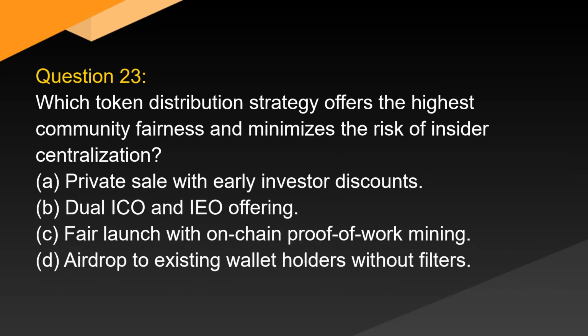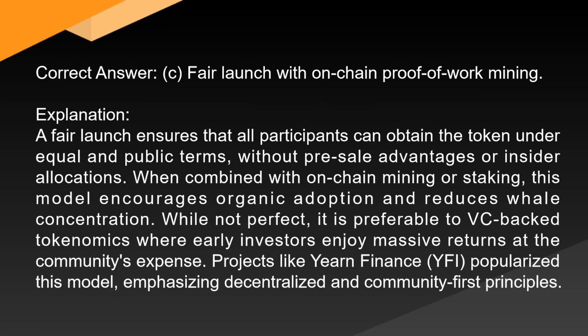Question 23. Which token distribution strategy offers the highest community fairness and minimizes the risk of insider centralization? A. Private sale with early investor discounts. B. Dual ICO and IEO offering. C. Fair launch with on-chain proof-of-work mining. D. Airdrop to existing wallet holders without filters. Correct answer: C. Fair launch with on-chain proof-of-work mining.